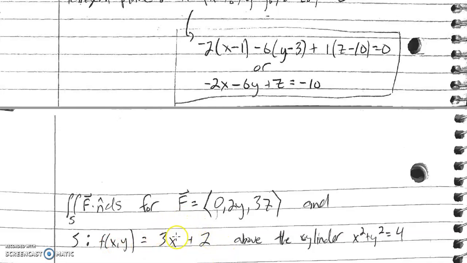So it's really just a plane, right? That is above the cylinder, x squared plus y squared plus 4. You could also say this is what the equation of the shadow would be in the xy plane. So x squared plus y squared plus 4.